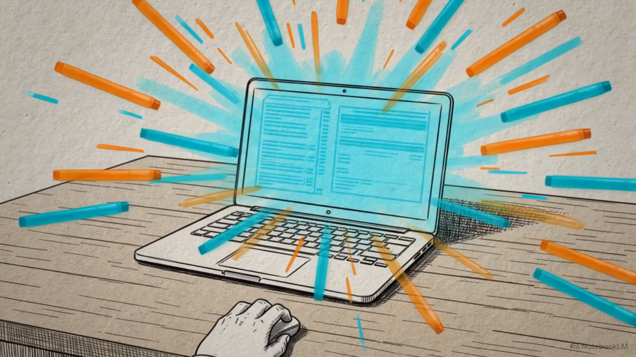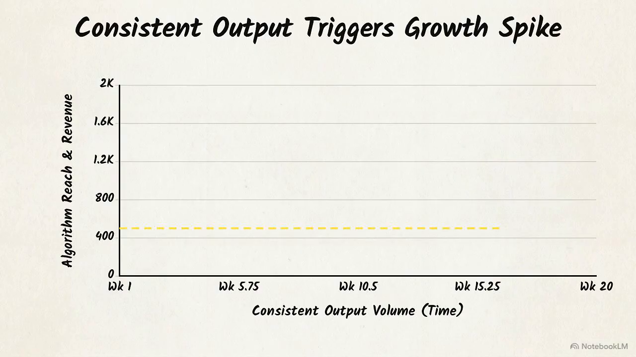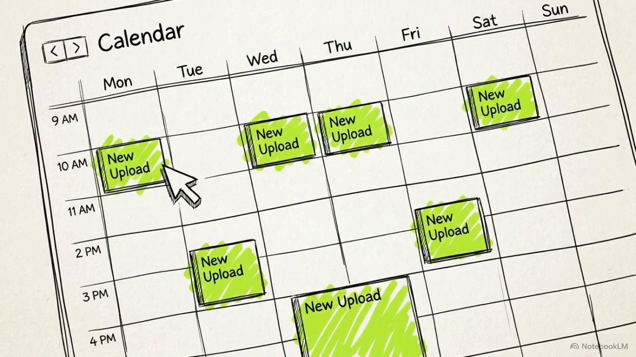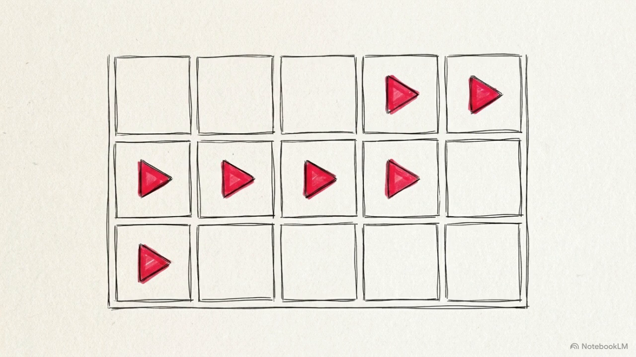To trigger the YouTube algorithm and reach the requirements for AdSense or affiliate revenue, you need consistent output volume. Set a firm operational target. Execute this exact workflow to upload 3 to 5 videos every single week.